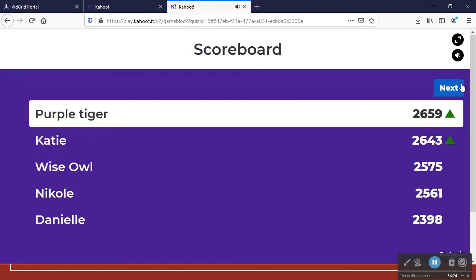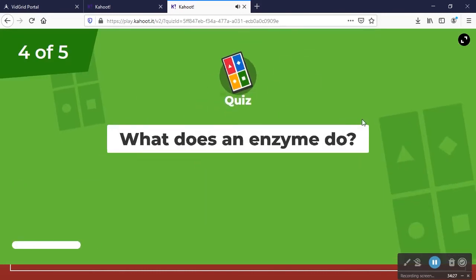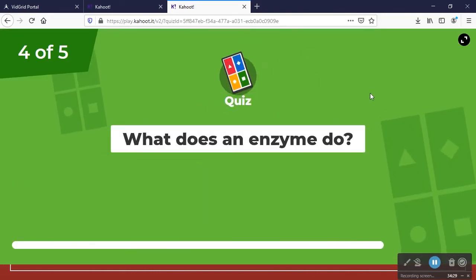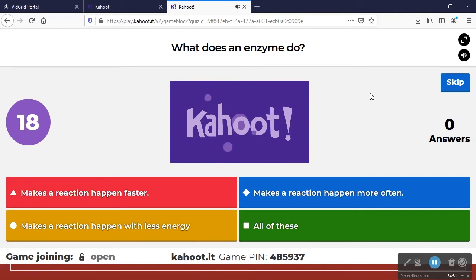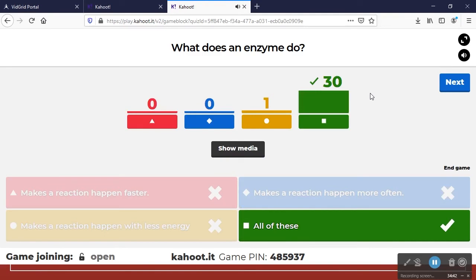Oh, purple tiger coming up. 2 more, then we'll go on. All right, what does an enzyme do? Wow, that was fast. Good.